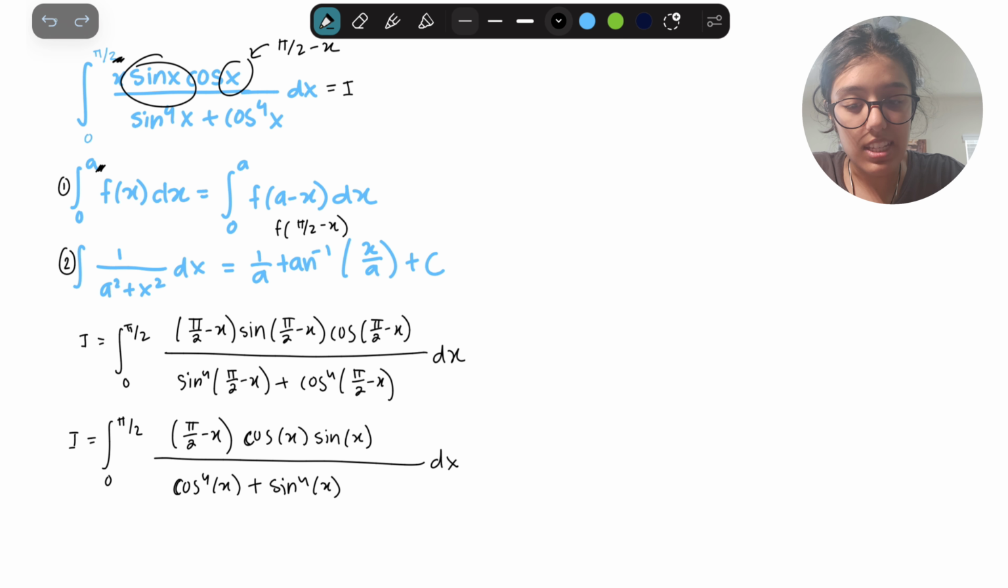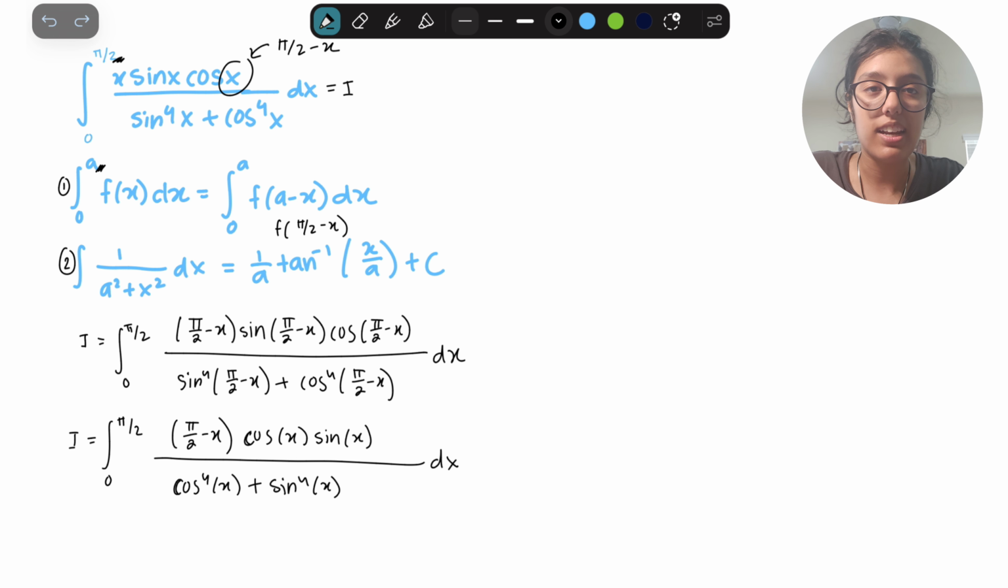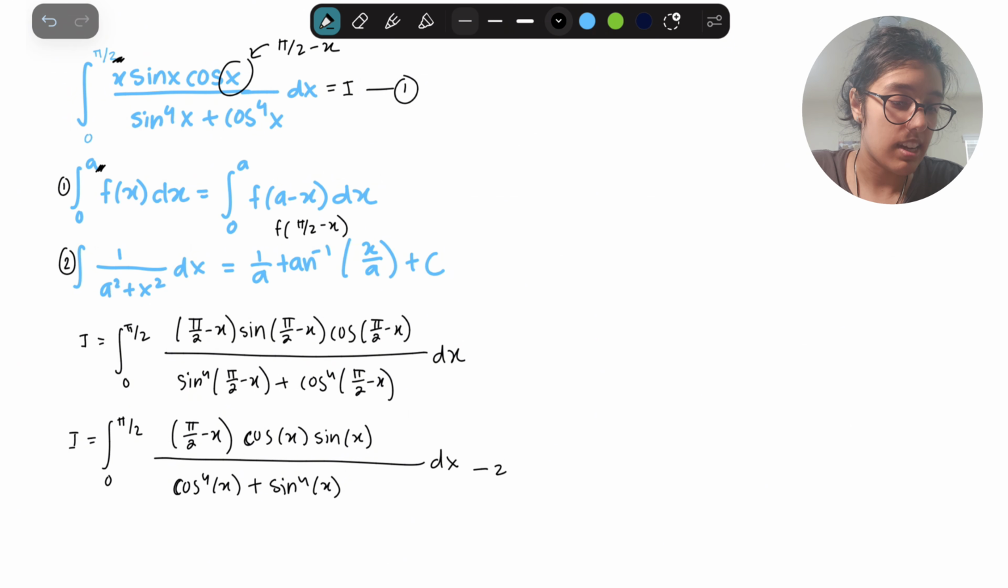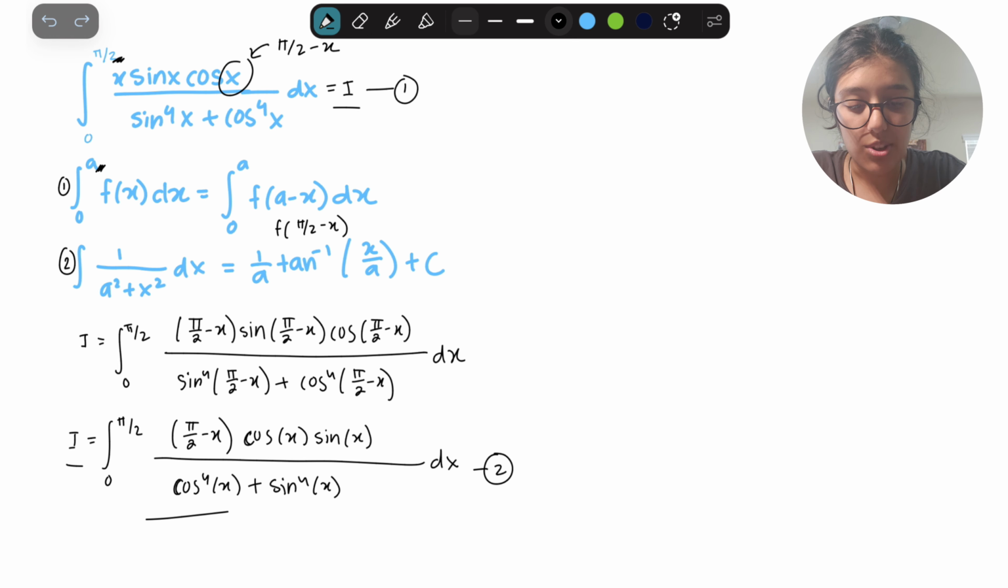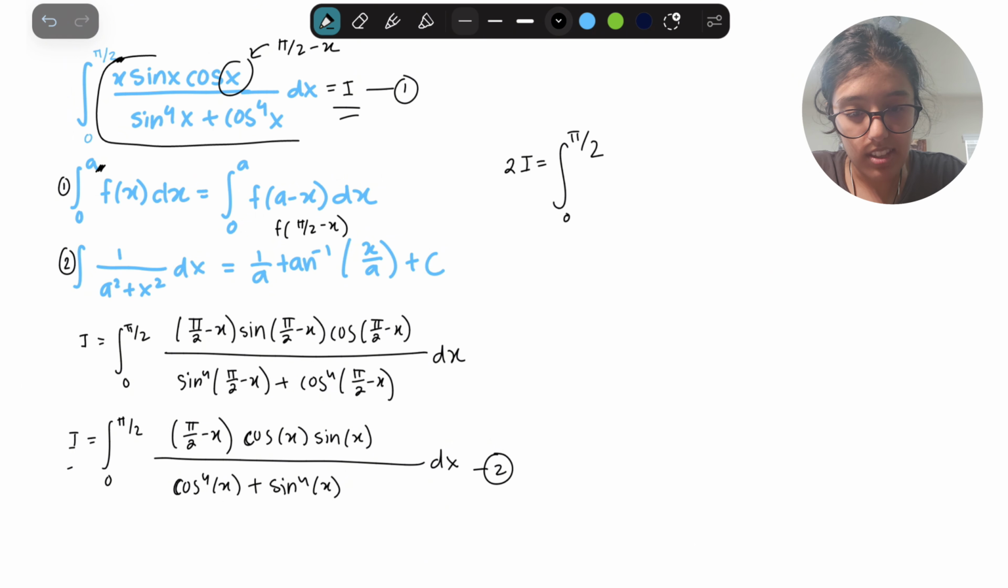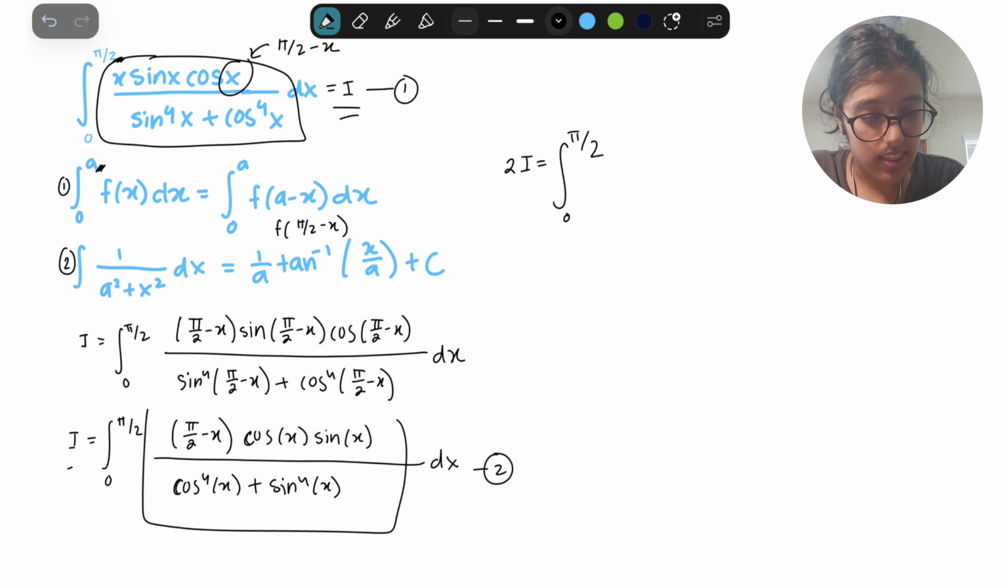The reason we did this is because now we're going to apply that neat trick I was telling you guys about with the I. So I'm going to label this as the first equation and this as the second equation, and I'm going to add them. By adding them, I mean that we're going to add the I's and set them equal to the integrals. So I'm going to do I plus I, which is equal to 2I, and integration of 0 to pi over 2, and I'm going to add this together.